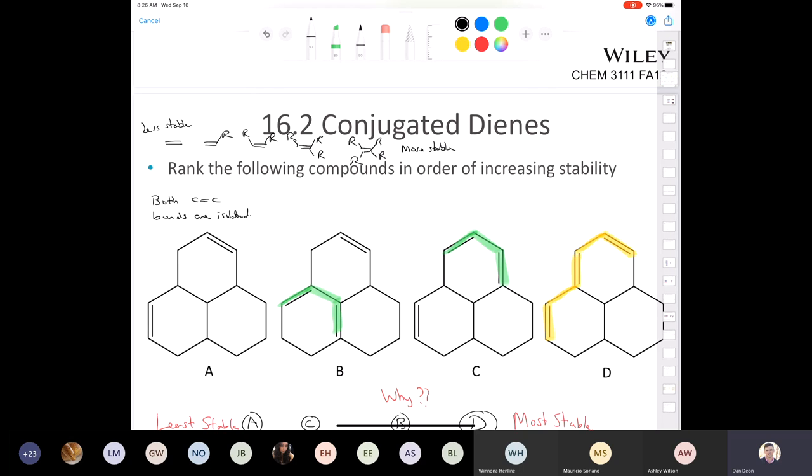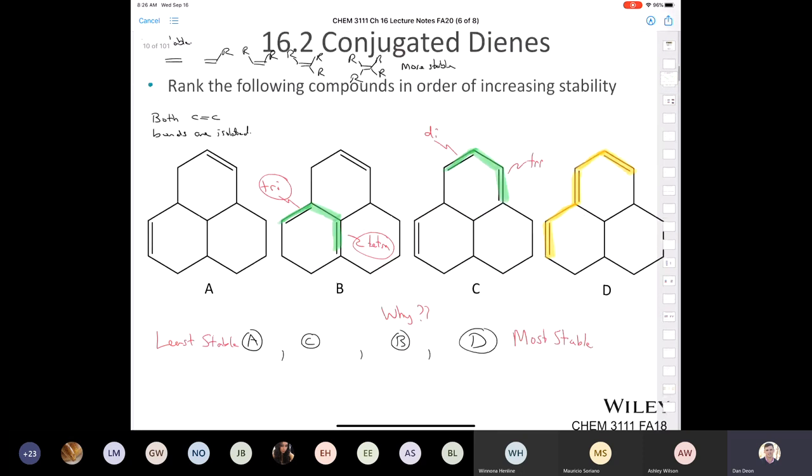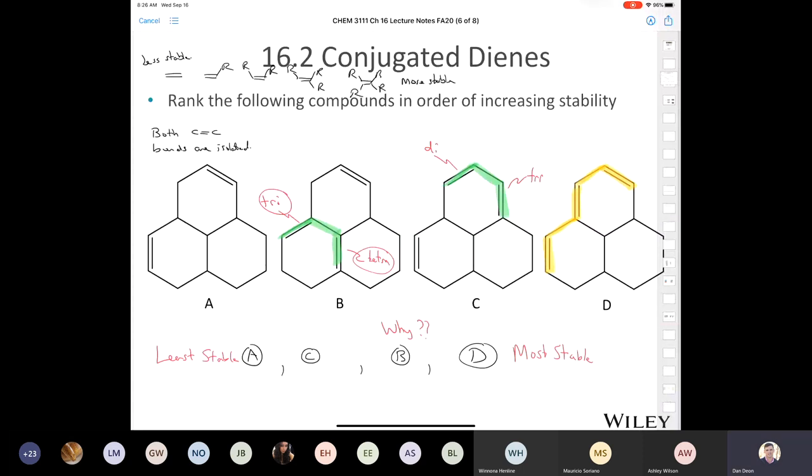If you look at this double bond here, I'll start with this one. This one is tri-substituted. This one is tetra-substituted. This one is di-substituted. And this one is tri-substituted. So since overall there's more substitution on the double bonds in B, it's going to be a more stable conjugated system. All right, there we go. So going back to chapter 7, following our way through some old concepts.